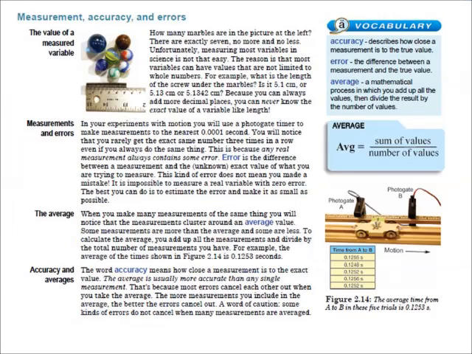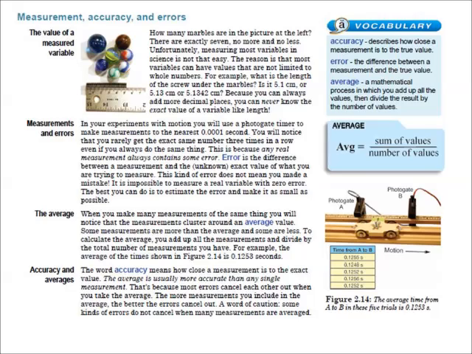How many marbles are in the picture at the left? There are exactly 7, no more and no less. Unfortunately, measuring most variables in science is not that easy. The reason is that most variables can have values that are not limited to whole numbers. For example, what is the length of the screw under the marbles? Is it 5.1 centimeters, or 5.13, or 5.1342 centimeters? Because you can always add more decimal places, you can never know the exact value of a variable like length.